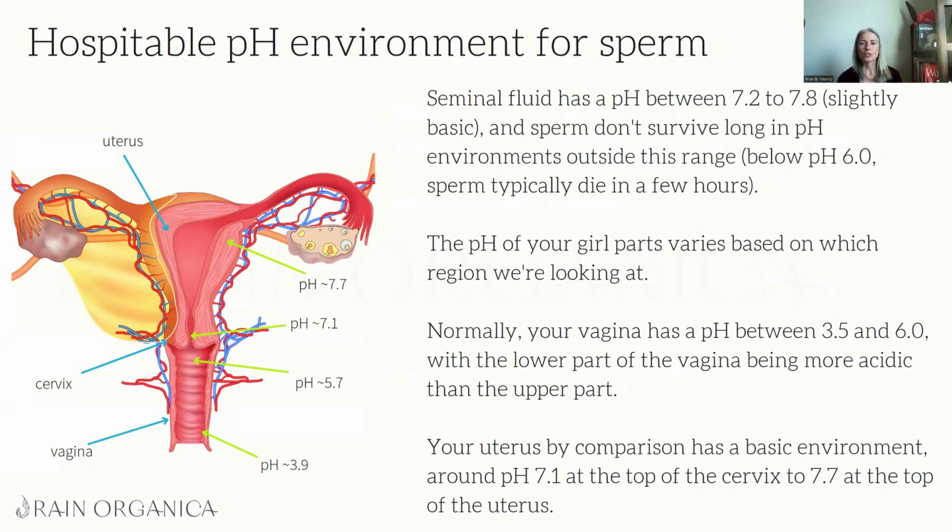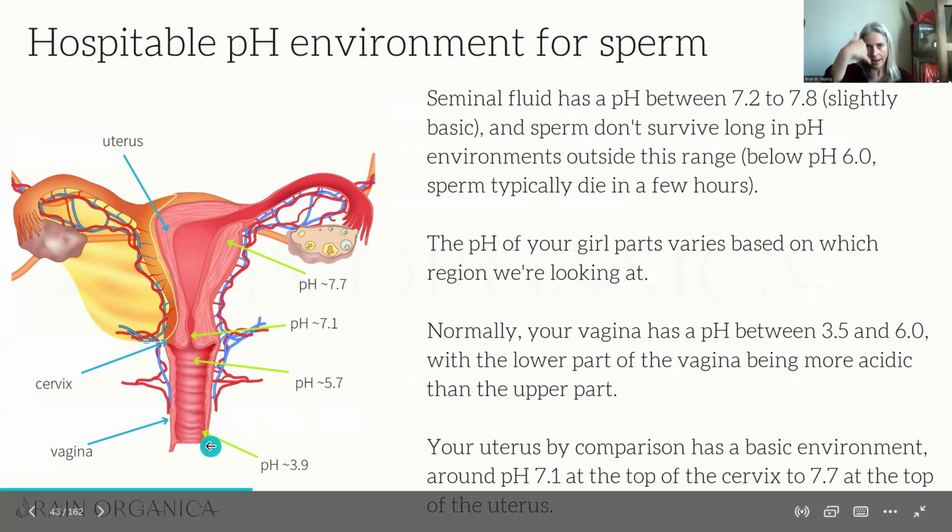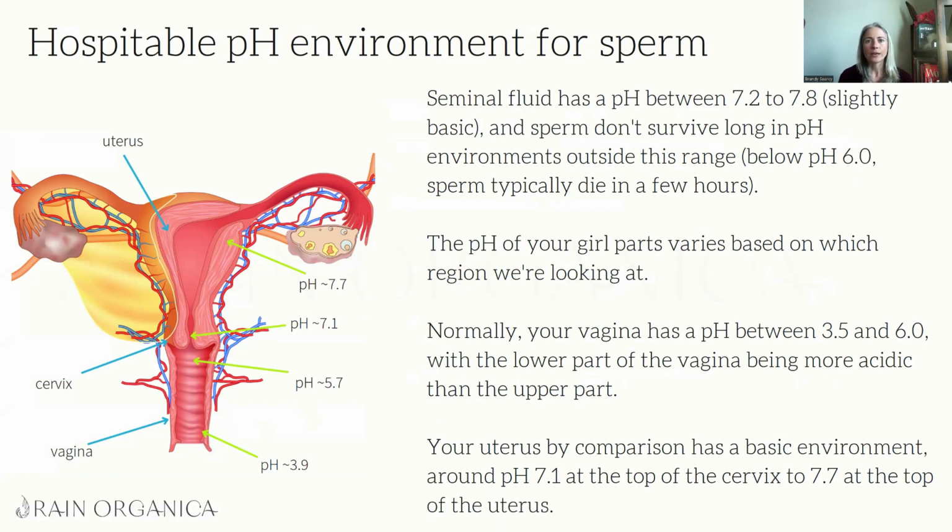Seminal fluid has a pH between 7.2 to 7.8, so it's slightly basic on the pH scale. Sperm don't live for very long in environments outside of this pH range. And in fact, below a pH of 6.0, sperm typically die within a few hours. The pH of your girl parts varies based on which region we're looking at. So at the opening of your vagina out into the world, the pH range is typically around a pH of 3.9, so it's pretty acidic.